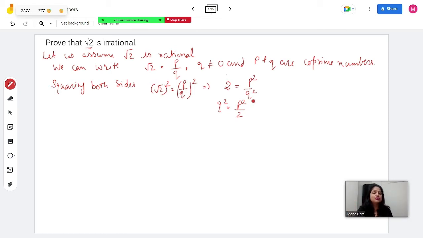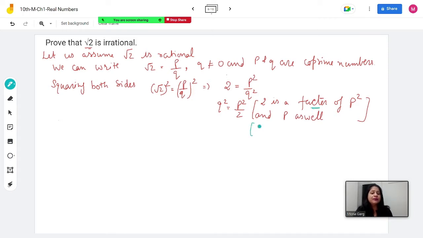Now what does it mean? p square upon 2 means 2 is a factor of p square and p as well. Clear? अगर 2 p square का factor है तो it will be a factor of p as well. अब यहाँ पे आपको एक चीज और ध्यान रखनी है, I can write this step in one more way, but you have to choose whether you want to write it in this way or that way. ठीक है, either I will write the factor or divides. यहाँ पे आप ये भी लिख सकते हैं, p square is divisible by 2, and p is also divisible by 2. Okay बच्चा, so either this or this. Please ध्यान देना, we will not write these two in the same question. Either I will go for this red part or for this blue part, your choice.